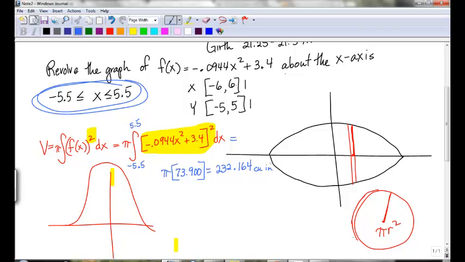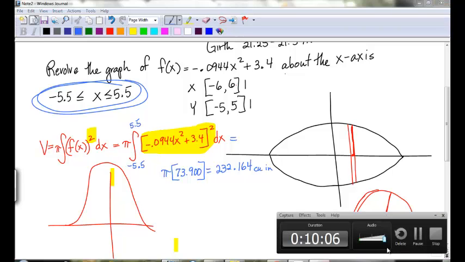So you're figuring that area of the circle. That's the 73.9 times pi, and then when you figure the negative 5.5 to 5.5, that's actually extending it out so you get the volume. Okay, let me stop there.